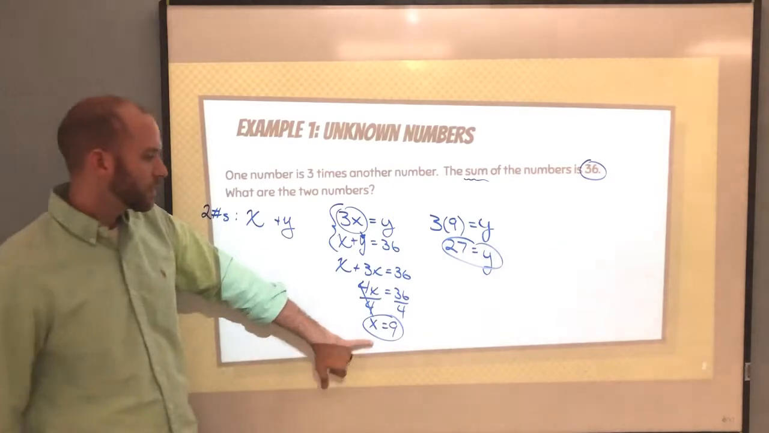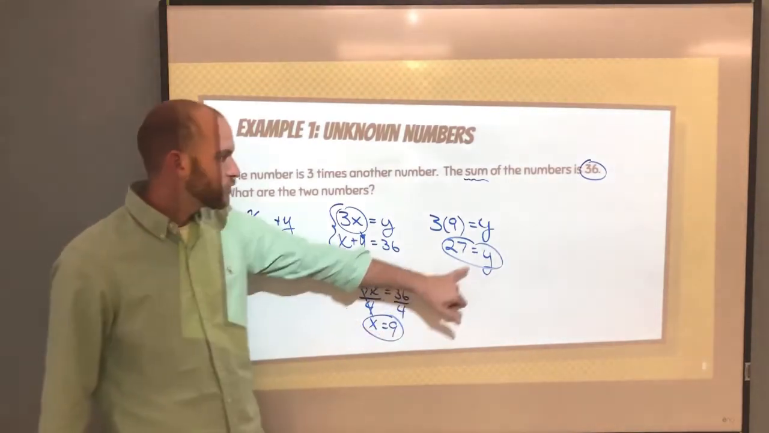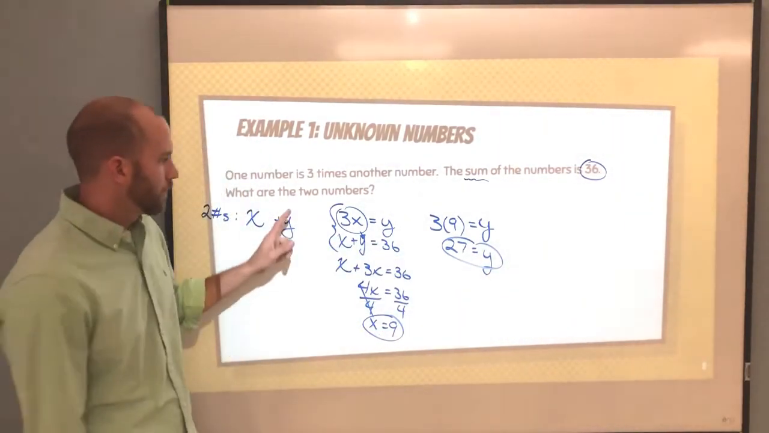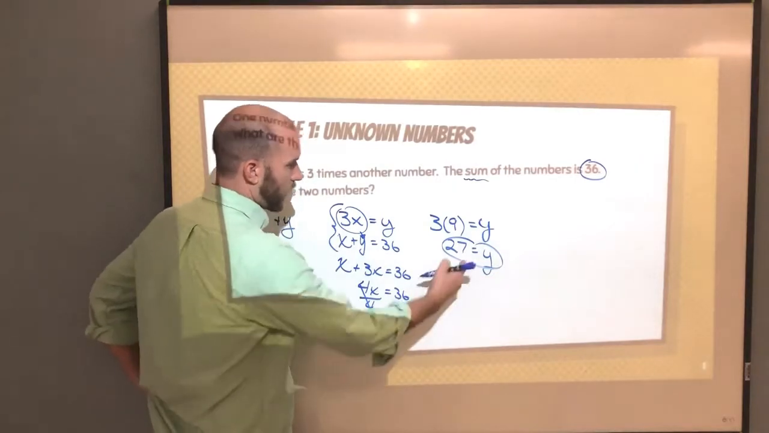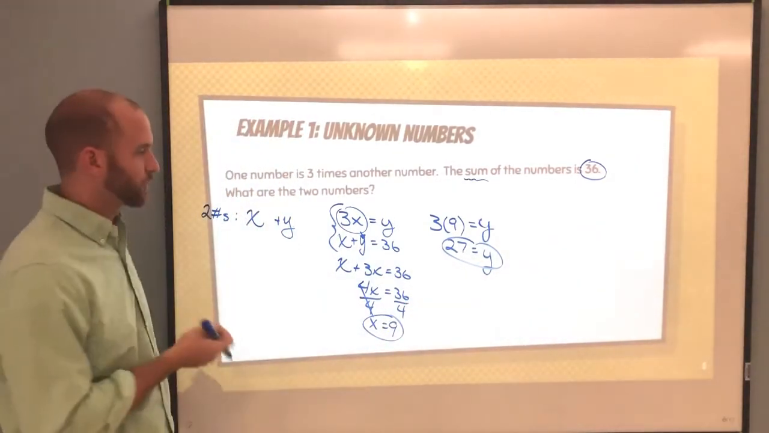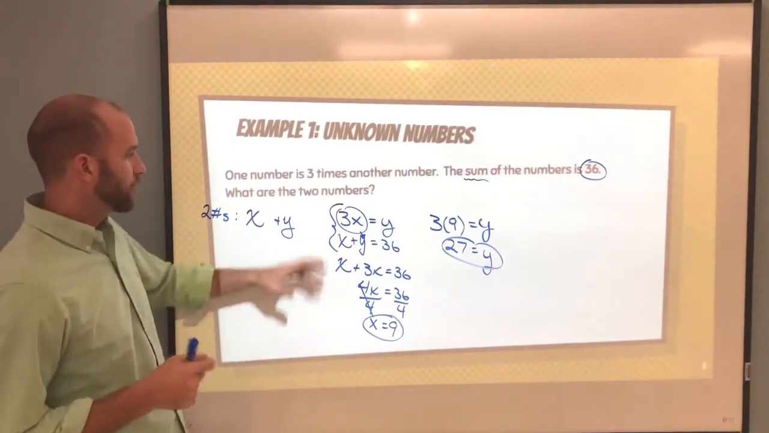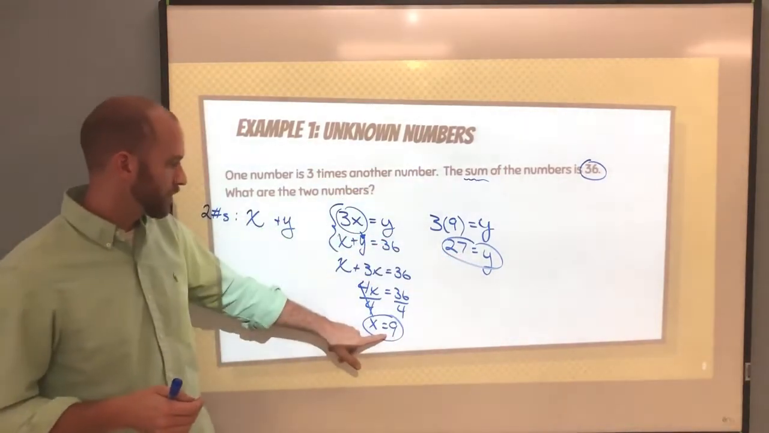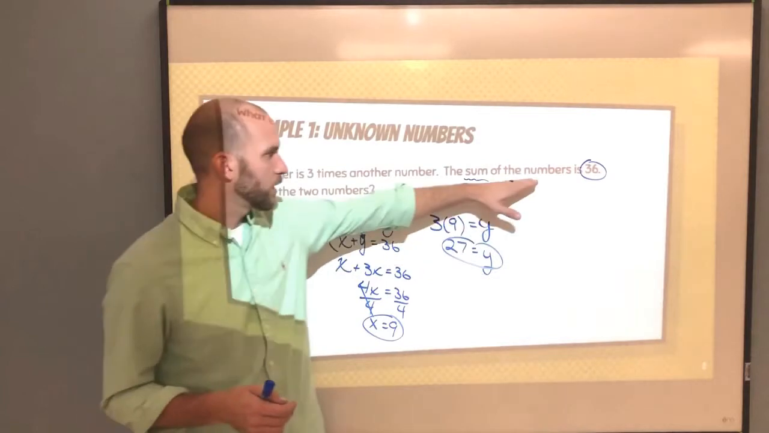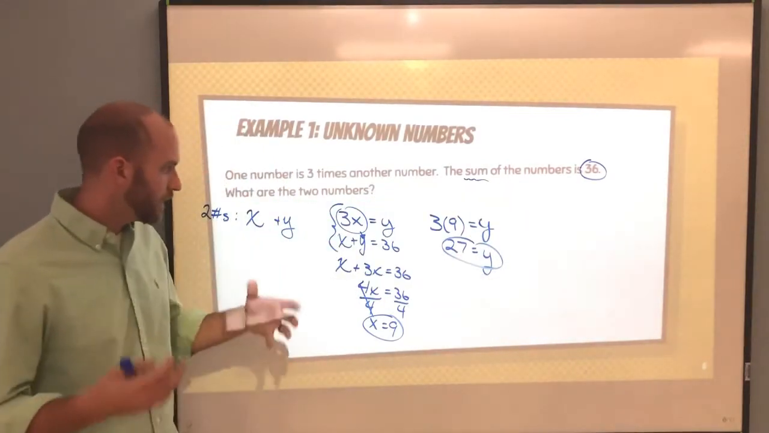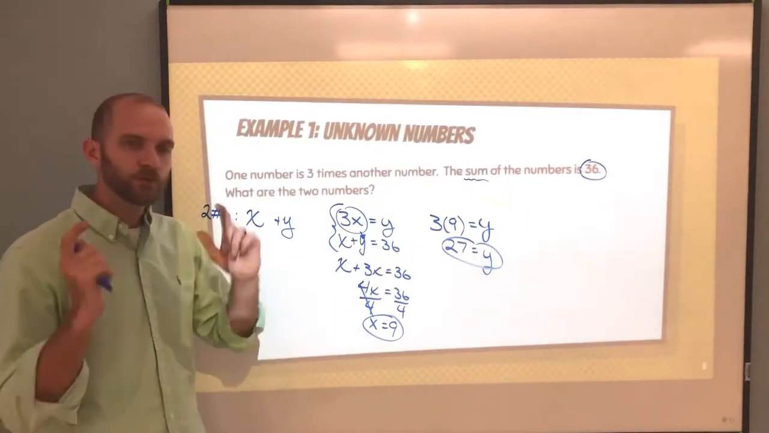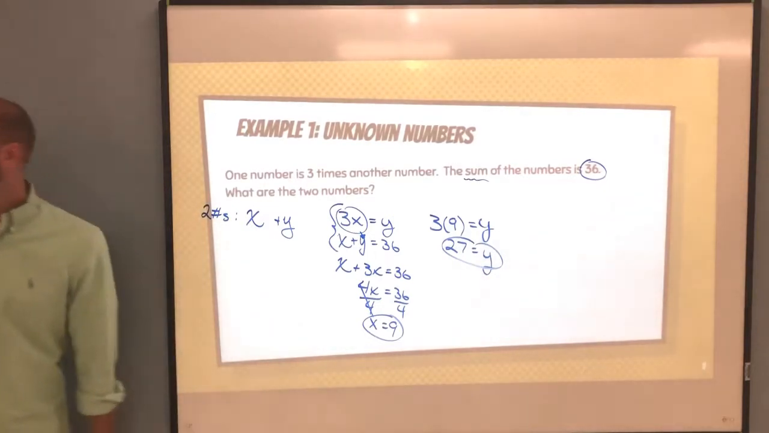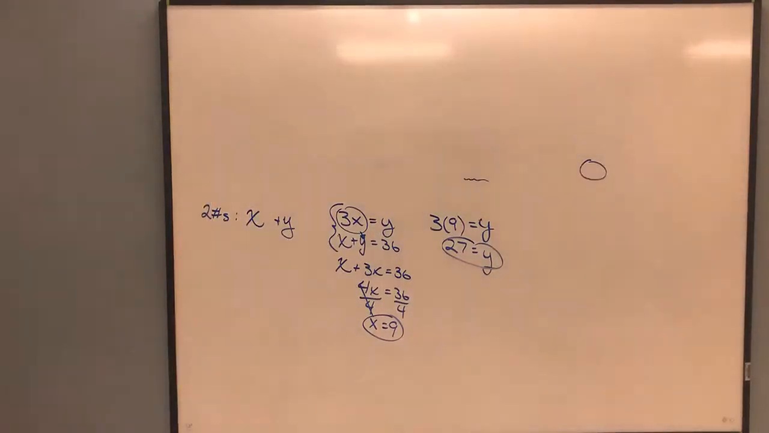So what this means is that our two numbers are 9 and 27. So X is 9, Y is 27. This doesn't have a lot of interpretation to it, but let's check it. Is one of the numbers 3 times another number? Well, yeah, 27 is 3 times more than 9. If we add these two numbers together, do we get 36? Yes, 27 plus 9 gives you 36. You solved this system of equations here.